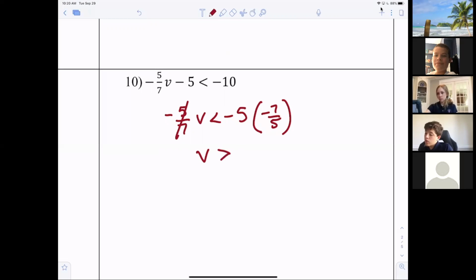Greater than. 5 divided by 5 is 1 times 7 is 7. Two negatives make a positive. So again, v is greater than 7. If you're greater than 7, you're starting at what number? 7 and going to infinity, with parentheses.